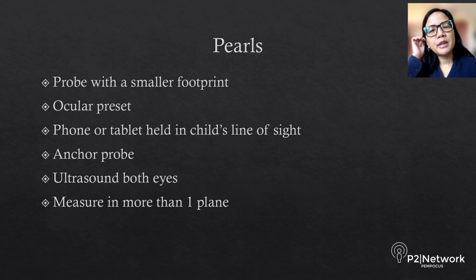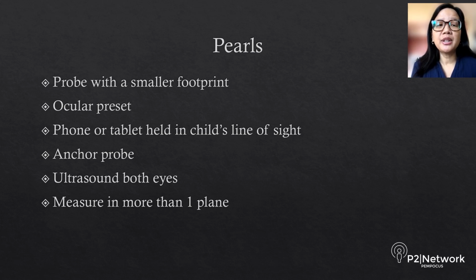So, pearls for measuring optic nerve sheath diameter using point-of-care ultrasound. One is to use a probe with a smaller footprint, such as a hockey stick linear array transducer, to maximize the contact between the probe and the upper eyelid. You should use the ocular preset when doing this exam to minimize the amount of energy that the structures of the eye are being exposed to.